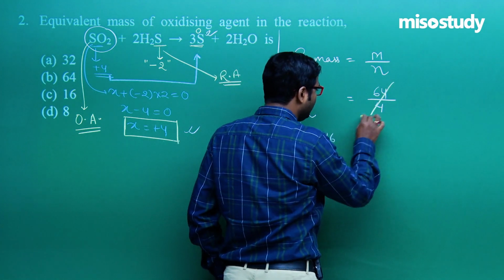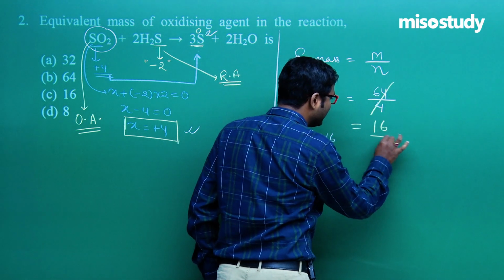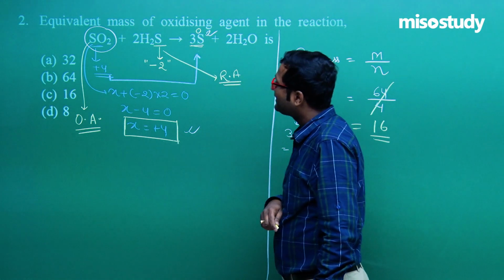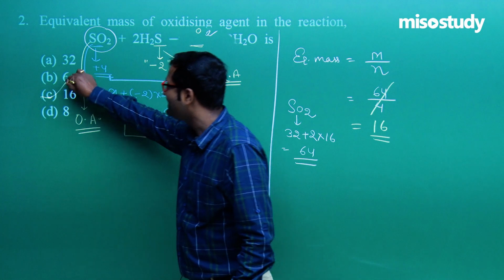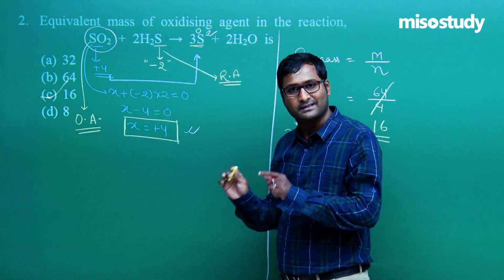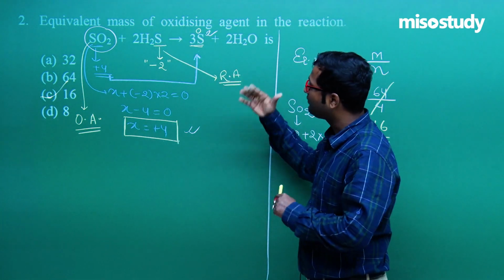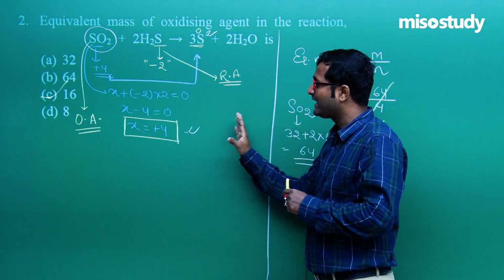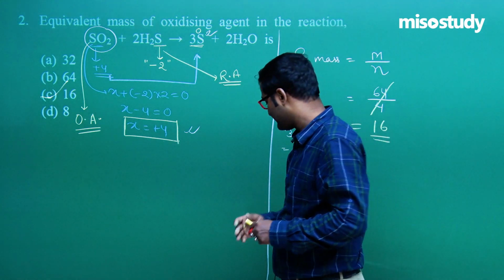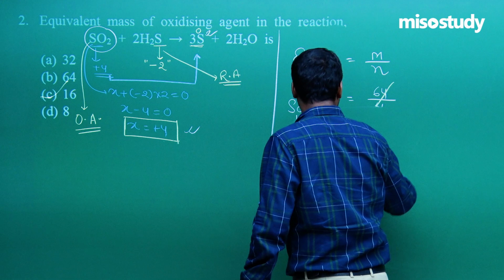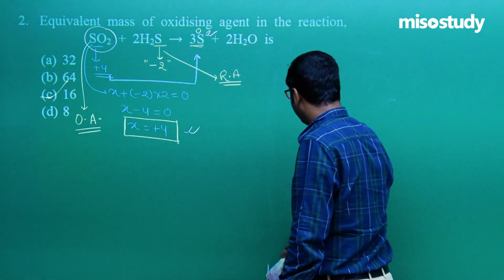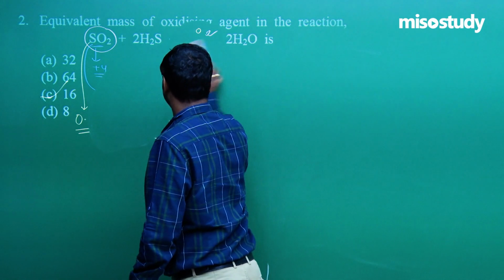Now what will happen? 16. So in this case, what is the option? This C is the correct option in this case. Clear? Step by step question, find out. It's very easy. You can easily solve such kind of questions. Clear, friend? This chapter will help you in electrochemistry also.